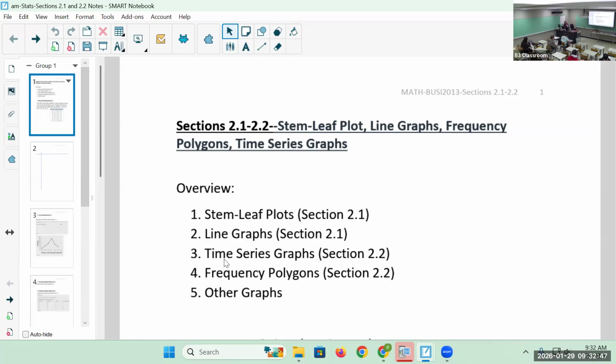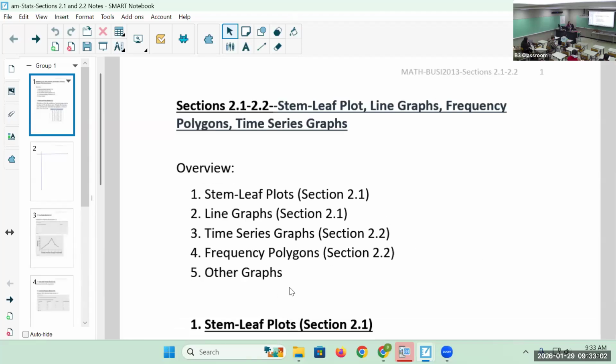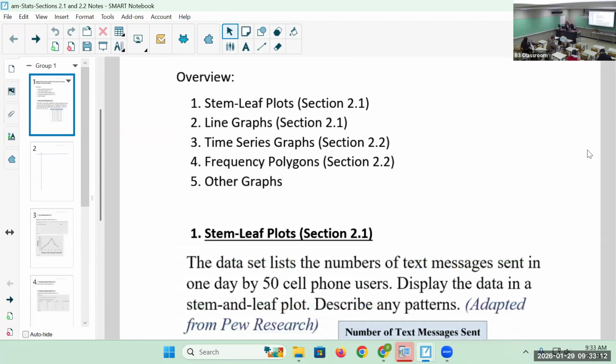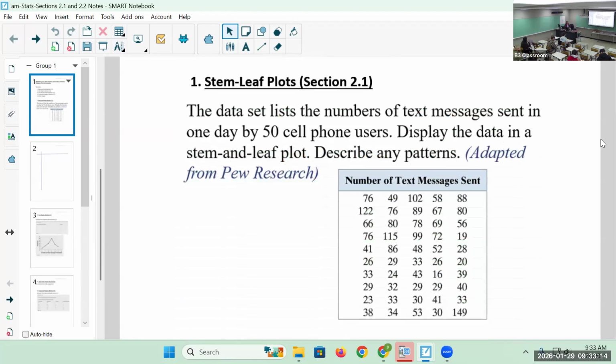The line graphs, time graphs, and frequency polygons are actually very similar, but they have very specific characteristics and rules that we're going to look at. And then we have a few other graphs where we're just kind of learning what they're called and not necessarily interpreting as much. So stem leaf plot has such an odd name because in a way you're building almost like a tree, and you have a stem and you have the leaves that come out of that stem.